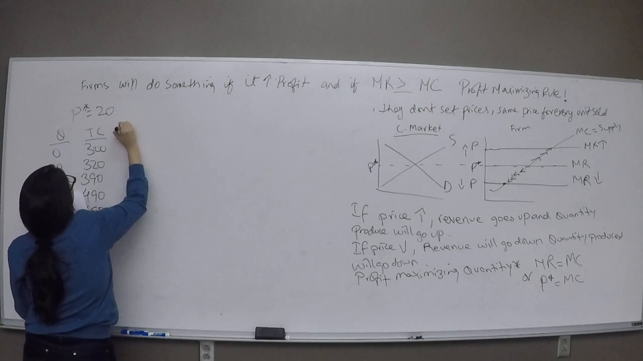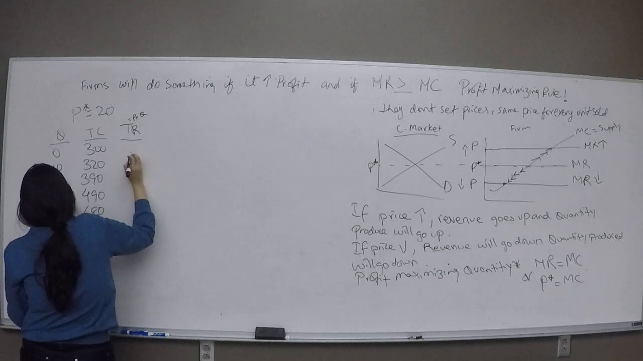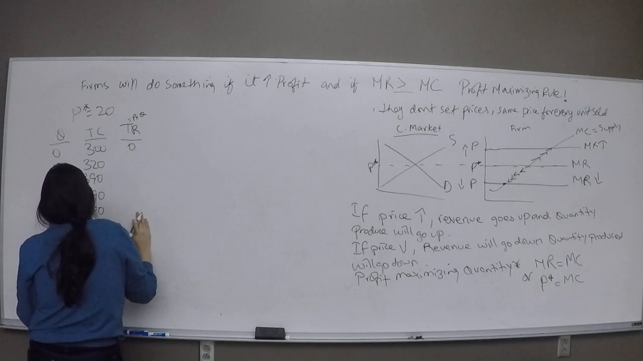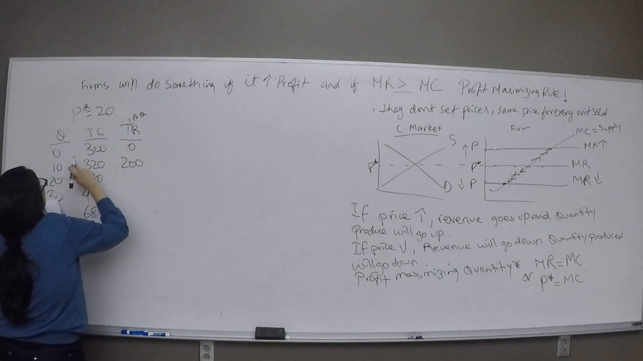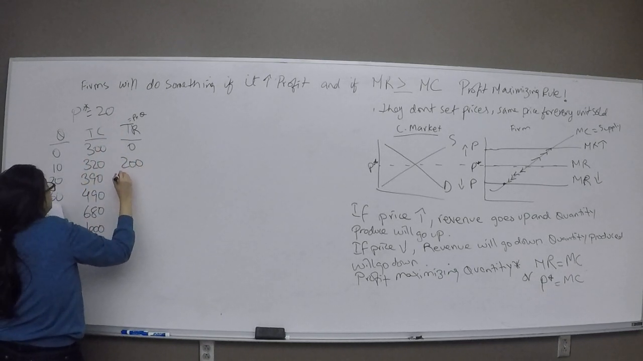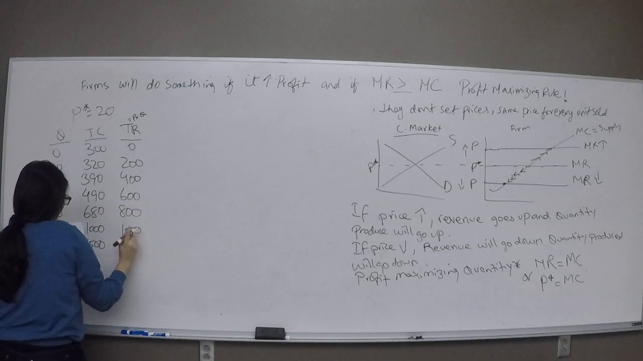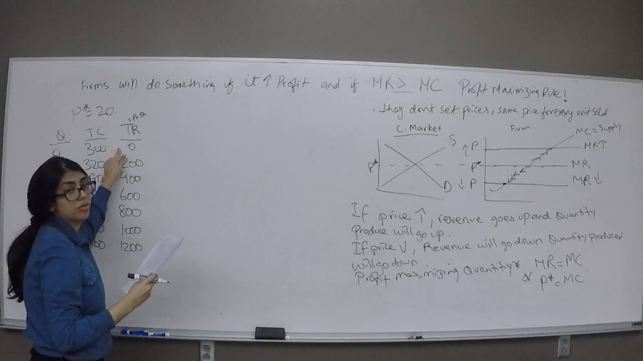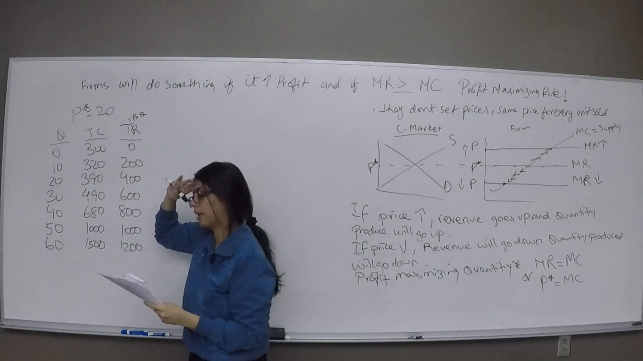Total revenue, which is equal to price times quantity, by the way, is 0. Price is 20, so 20 times 10 is 200. 20 times 20 is 400, 600, 800, 1,000, 1,200. So this is something you'll have to calculate, the total revenue. If you're given price and quantity, you should calculate total revenue by yourself.